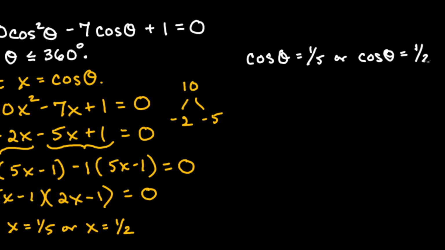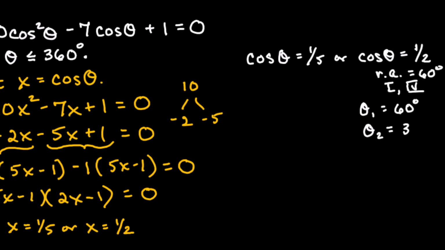Now for cosine theta equals 1/2, we might recognize that 1/2 is one of our special values for cosine. It occurs where the reference angle is 60 degrees. So our reference angle here is equal to 60 degrees. Cosine's positive in the first and the fourth quadrants. So theta 1 will be equal to 60 degrees, and theta 2 will be our angle in the fourth quadrant, and 360 minus 60 is 300 degrees.